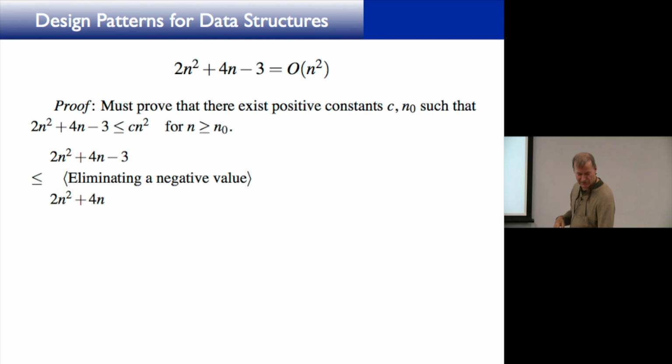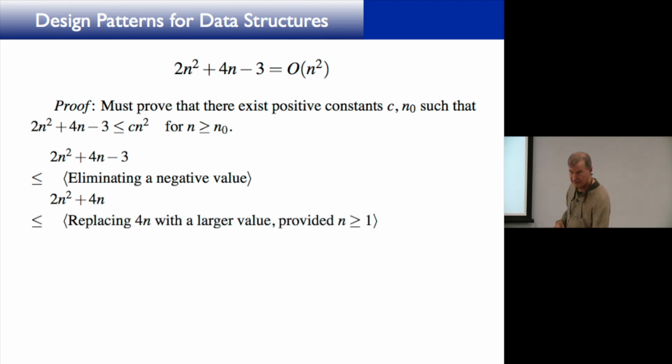Okay, but now what about this 2n squared plus 4n? Because we need to get it with an n squared. So somehow we've got to change that 4n to an n squared. So how do we do that? Replacing 4n with a larger value. So if we multiply that 4n times n, then 2n squared plus 4n is less than or equal to 2n squared plus 4n times n.